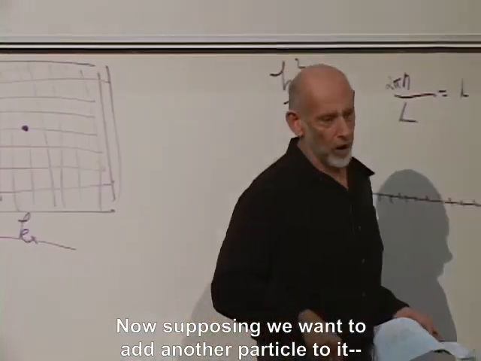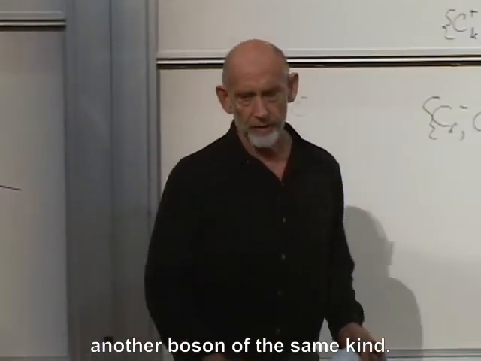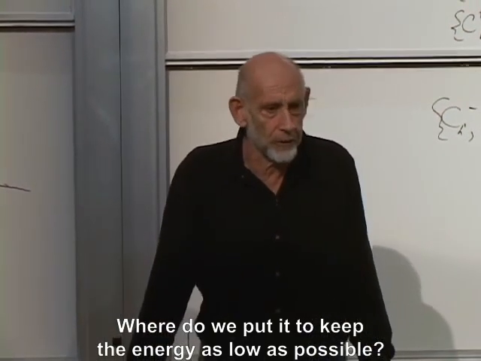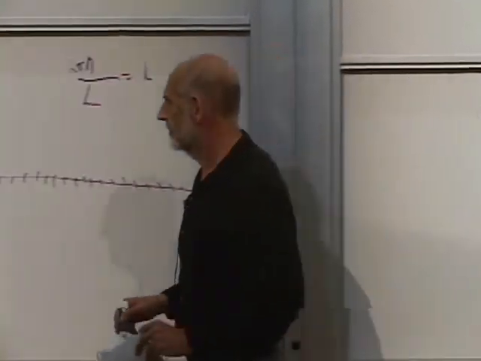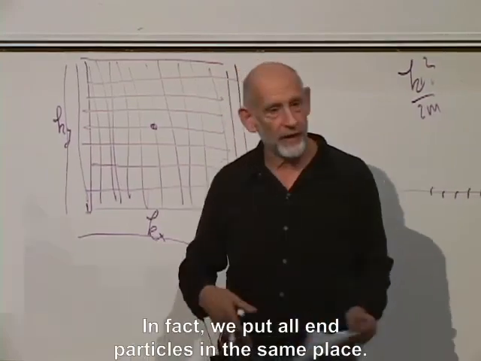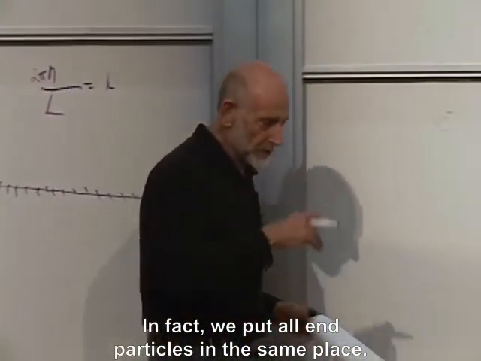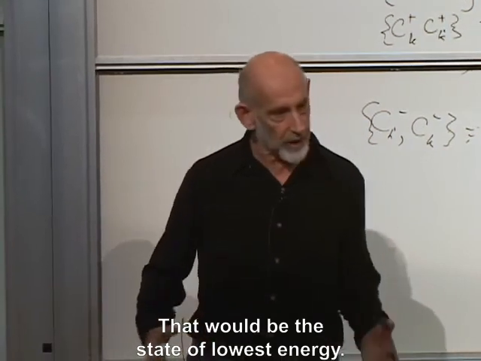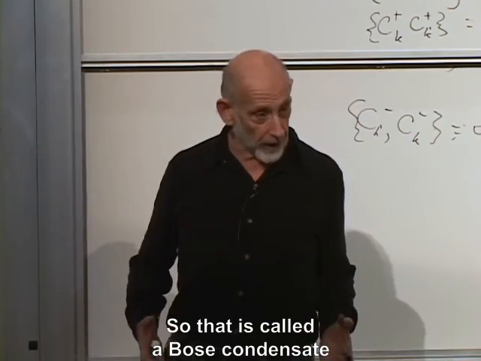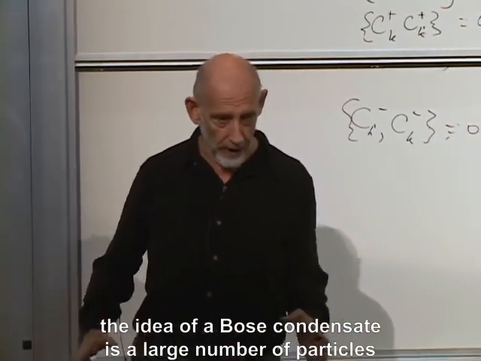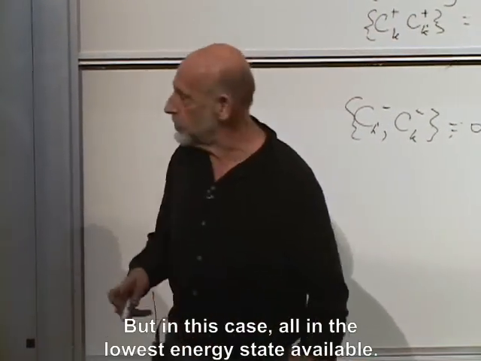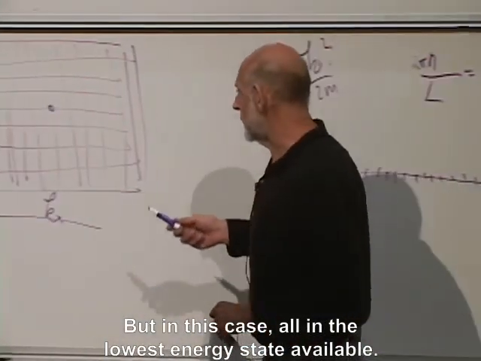Now supposing we want to add another particle to it, another boson of the same kind. Where do we put it to keep the energy as low as possible? Same place. Right, just the same place. We put two particles in at the same place. In fact, we put all N particles in at the same place. That'll be the state of lowest energy. Okay, so that is called a Bose condensate. The idea of a Bose condensate is a large number of particles all in the same state, but in this case, all in the lowest energy state available.